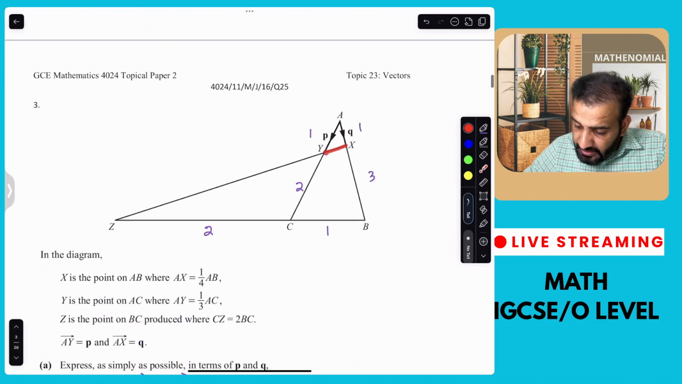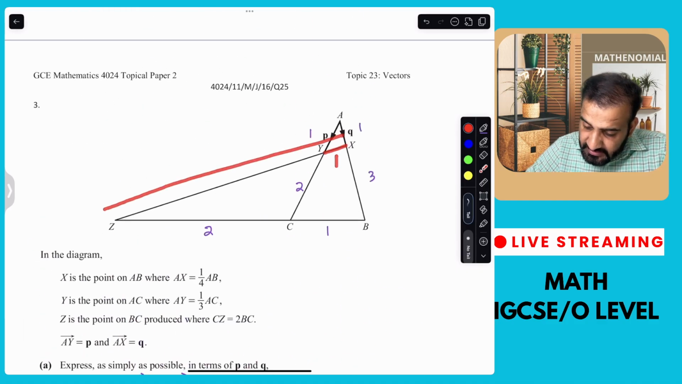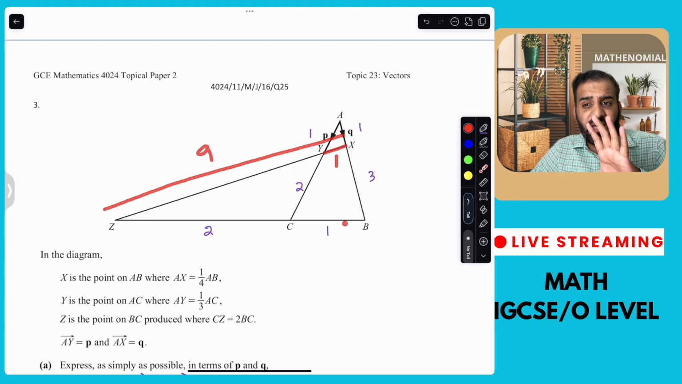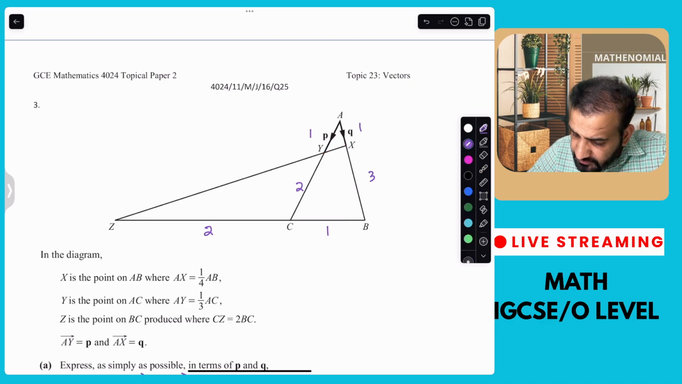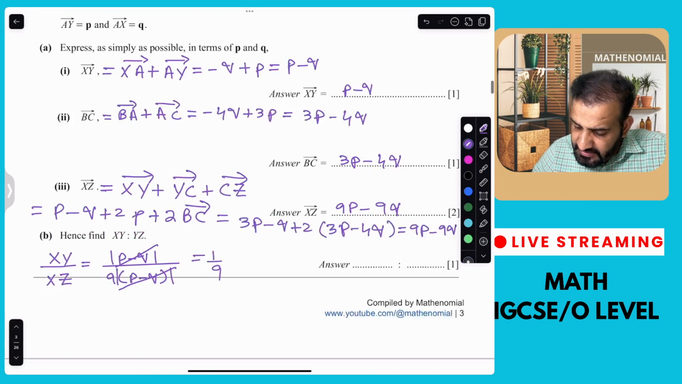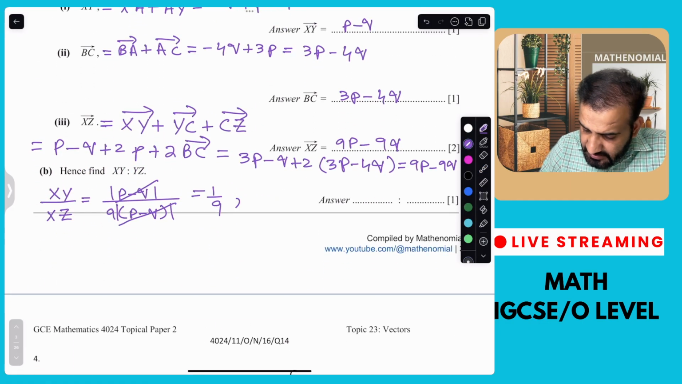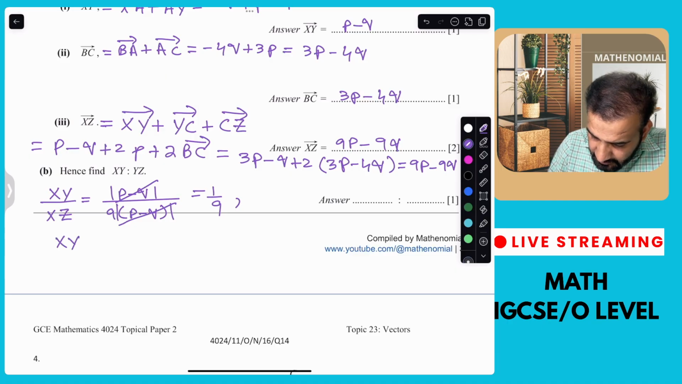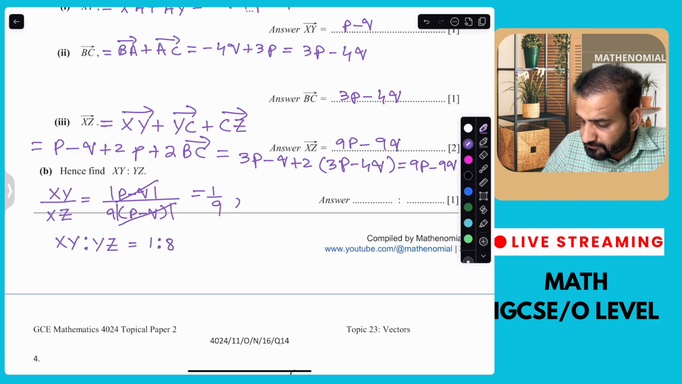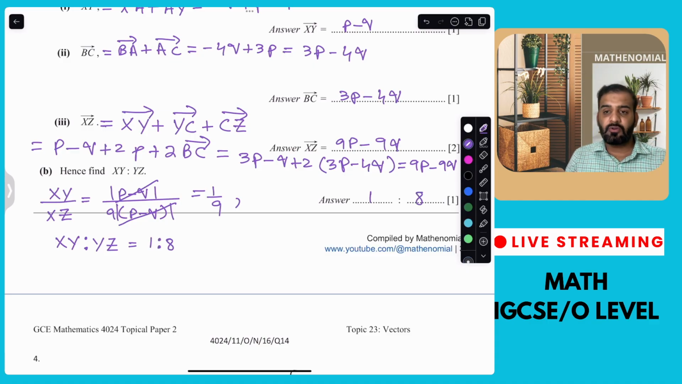So xy is 1, this xz is 9. So can I say that if this is 1:9, then the yz will be 1:8? So that's it. It means xy ratio yz is 1:8. Okay?